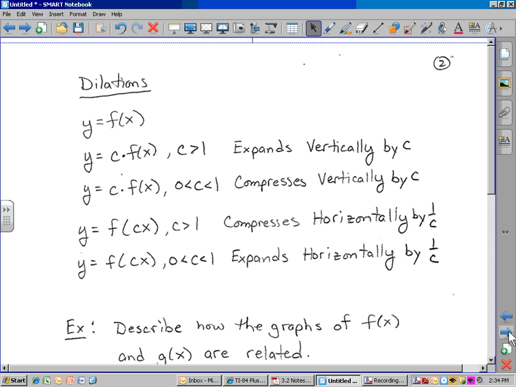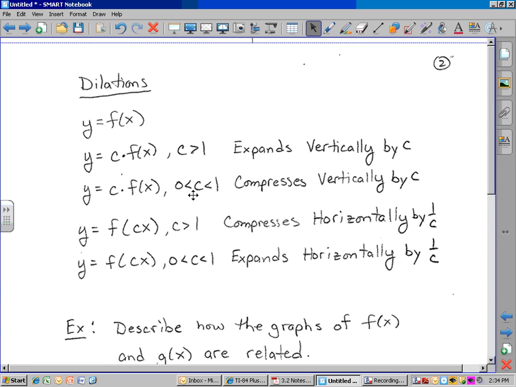We also have what's called dilations. This is multiplication. So if we multiply a function by some number, it will expand by that number. Again, the first example here, c is greater than 1. So say like 3. If it was 3 times some function, it will expand vertically by 3, 3 times larger. And if c is between 0 and 1, that's a fraction, like a half or a third, then it will actually get smaller. It will compress vertically by a factor of c.